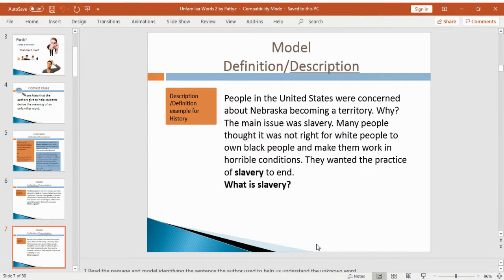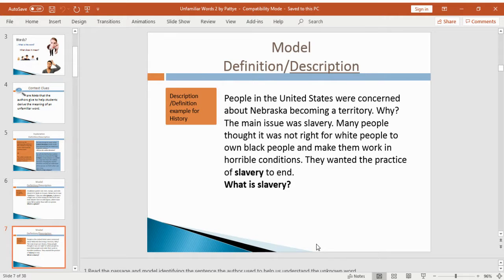Now let's look at an example that we might see in an informational text in history. People in the United States were concerned about Nebraska becoming a territory. Why? The main issue was slavery. Many people thought it was not right for white people to own black people and make them work in horrible conditions. They wanted the practice of slavery to end. So we have to find the answer to what is slavery.